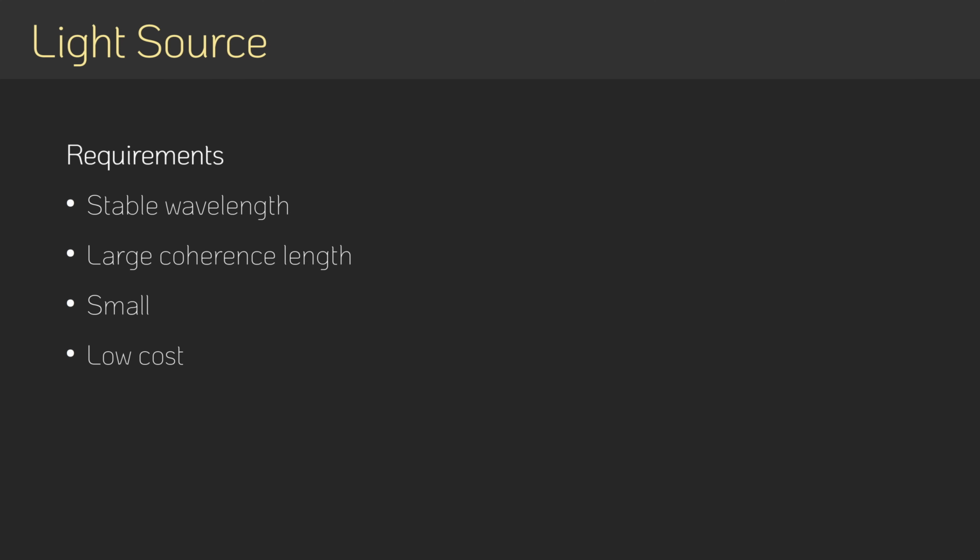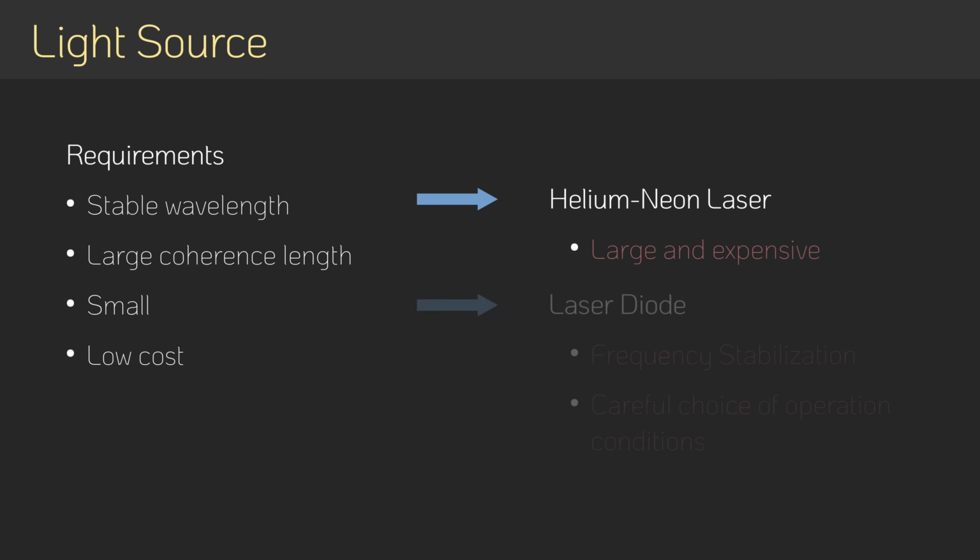A common light source used in interferometers are helium neon lasers. They can provide excellent stability and have very large coherence length. However, they tend to be large and rather expensive. A tempting alternative is laser diodes, as they are inexpensive and only a few millimeters in size. However, due to their small resonator dimensions, they typically produce light with an unstable wavelength and a temperature-dependent spectrum. Furthermore, only certain models offer sufficient coherence length, and the drive conditions must be chosen carefully.